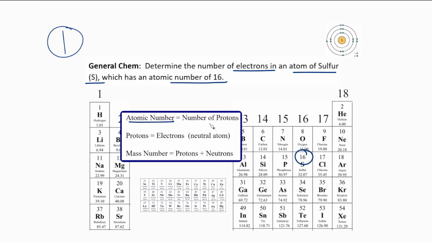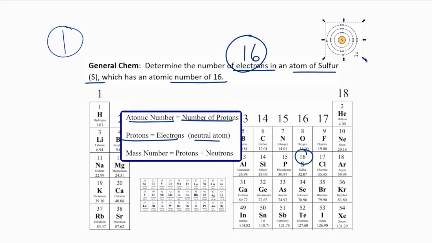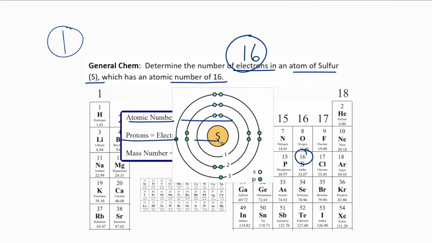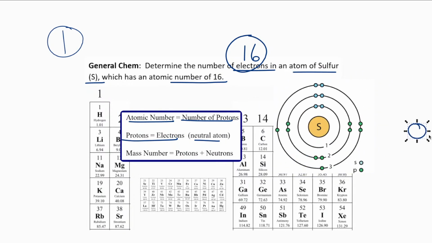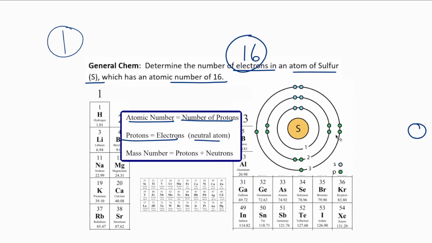The atomic number equals the number of protons, but since all of the elements on the periodic table are neutral, protons equal electrons. So 16, sulfur, it has 16 protons, but it also has 16 electrons. And that's really key information. So if you looked at a sulfur atom right here, you can see that we have 16 if you count all of these up, and they're arranged in energy levels. First energy level, second energy level, third energy level.